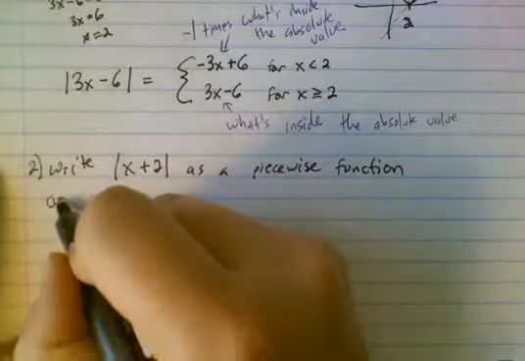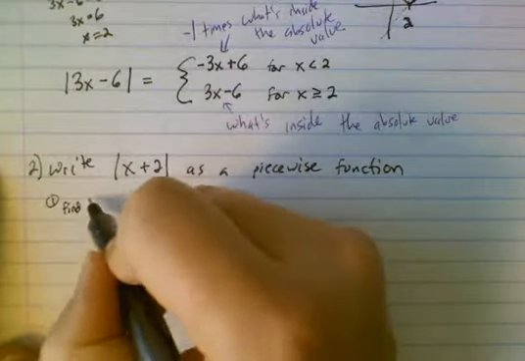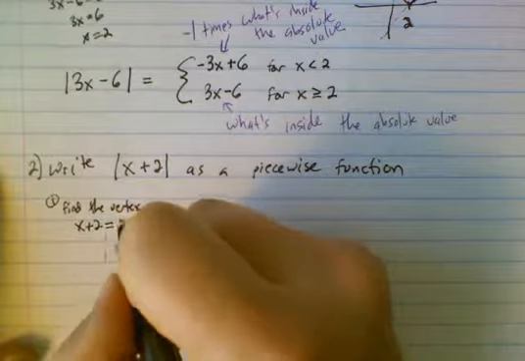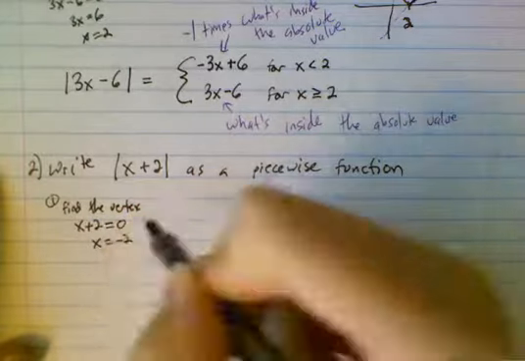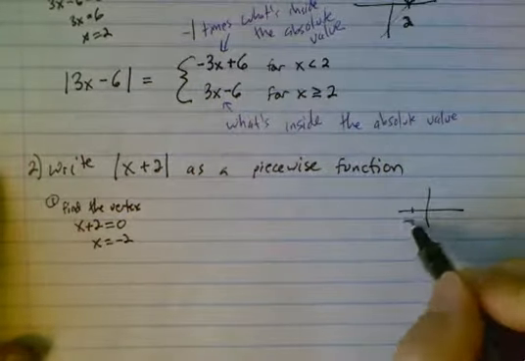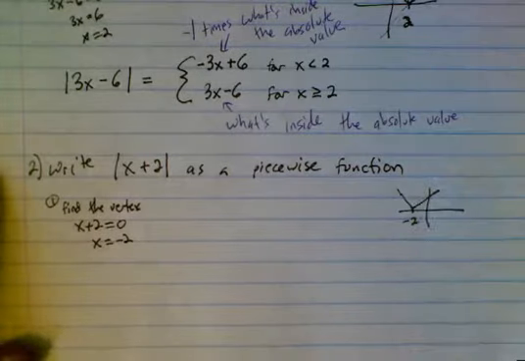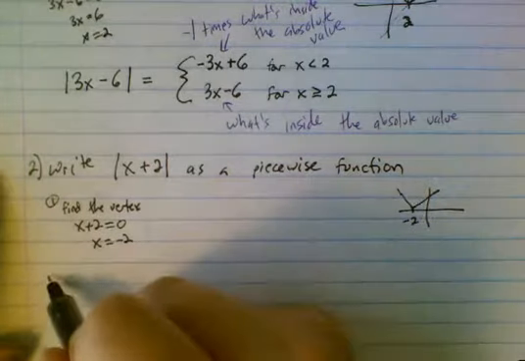Okay, the first thing that we're going to do is find the vertex. x plus 2 equals 0, x equals negative 2. So we're looking at something like this. Then we're going to write the function.